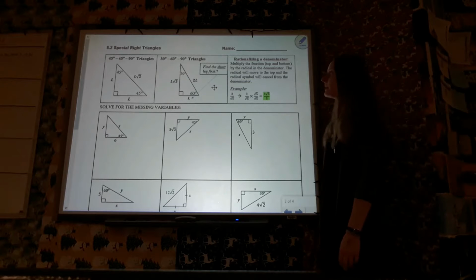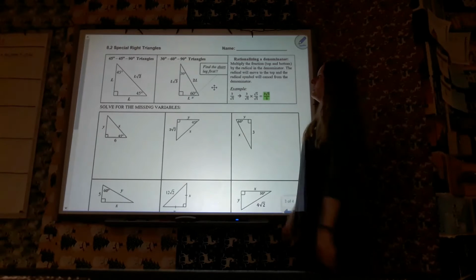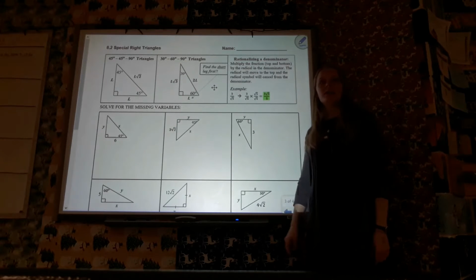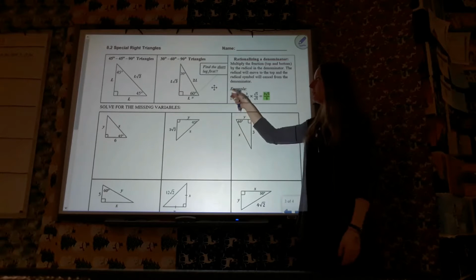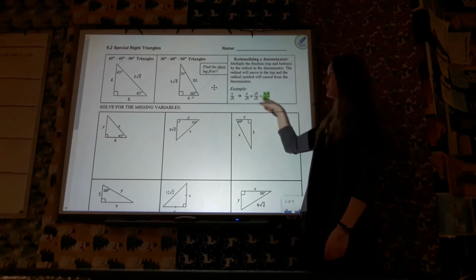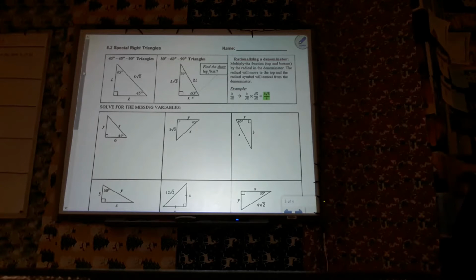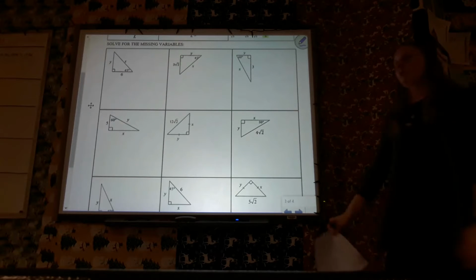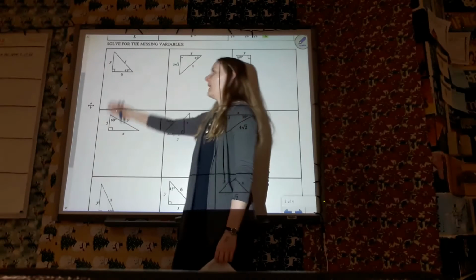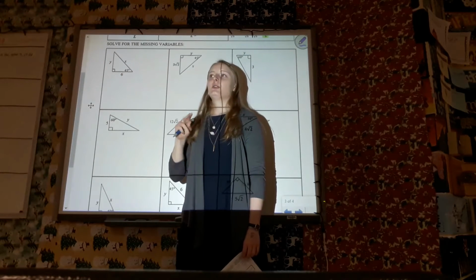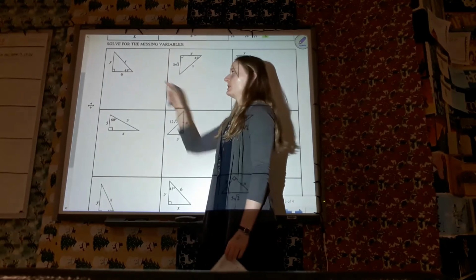Okay? And then again, a quick little review on rationalizing. If we get into the solving process where we have a radical in the denominator, we would just do that really quick to fix it. Okay? So, let's just jump right in. So the way that you're going to use this is you need to first identify whether the triangle is 45, 45, 90 or 30, 60, 90. So look at the first example. Which one is it?